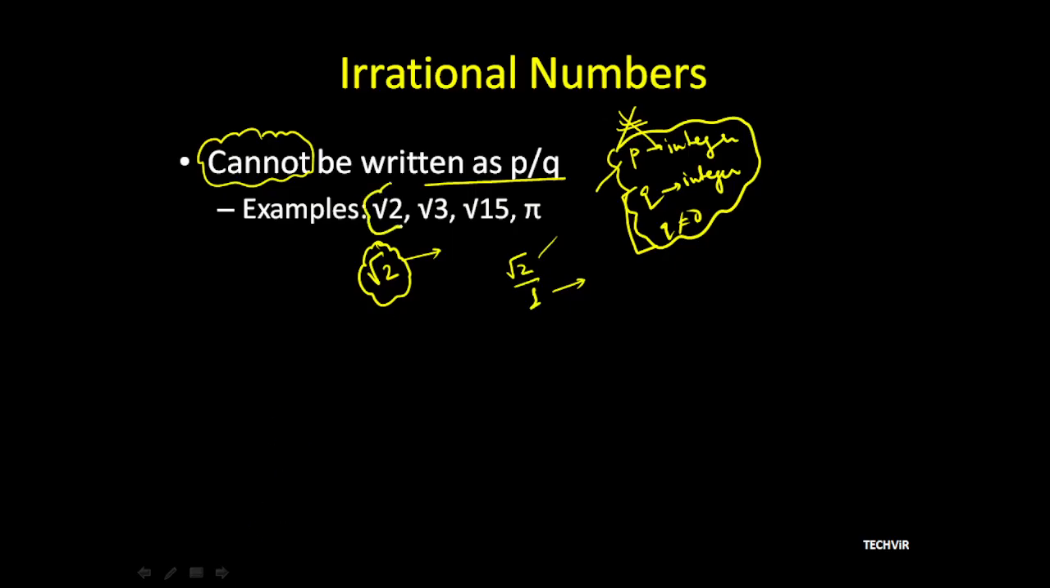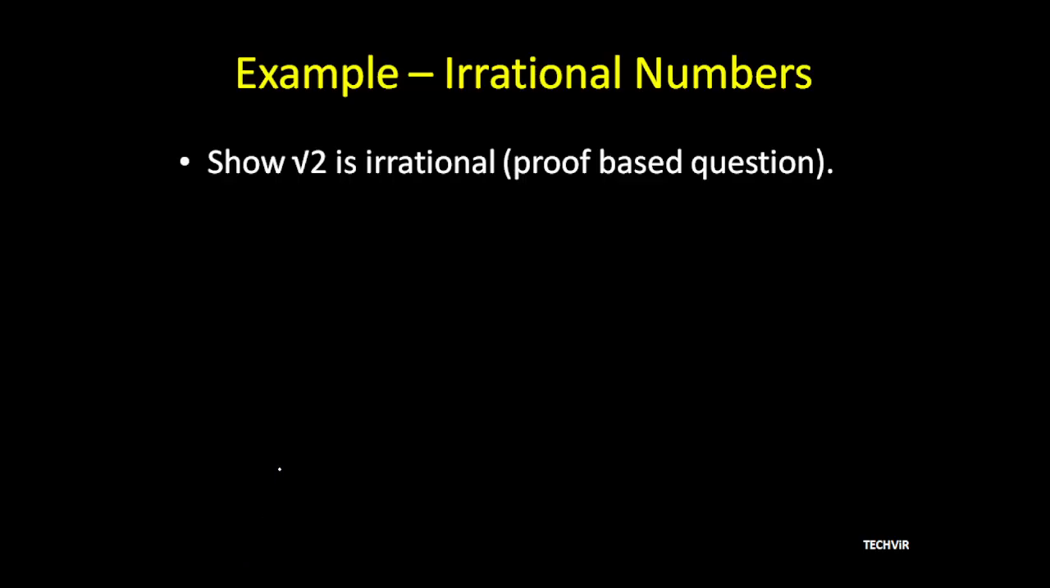These are the examples. Root 2 is an irrational number, root 3 is an irrational number, root 15, pi. Root 2 is an irrational number. This is a proof based question. We are going to deal with it later on in these slides. So this is an important question.